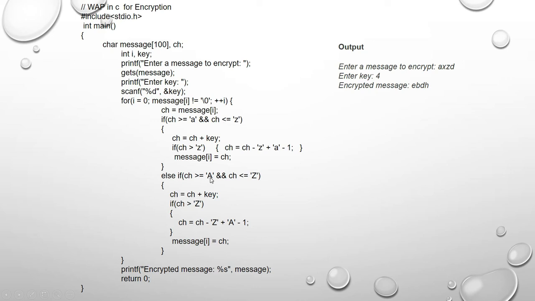Yes, if it is capital A, then whatever the capital A value is there, you add the fourth step increment value. Just like small letters, the same procedure applies to capital letters. Again it checks: if it is greater than capital Z, then go for where? Because here the condition is that the range is between 65 to 90. Again, another nested if checks whether the choice is greater than Z. Then the choice is minus Z plus capital A minus 1.